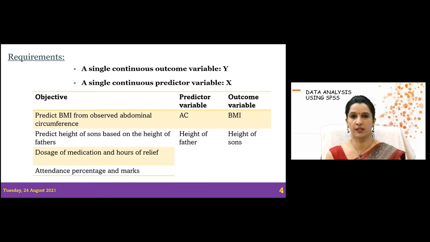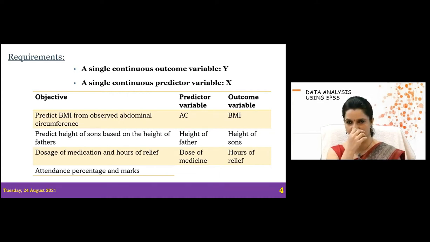And the fourth one is the attendance percentage and marks. So what is the predictor variable in this case? So percentage marks is predictor, yes. So Neeraj just did P and O. That is also a good way. So you can write P for predictor and O for outcome. So predictor is attendance and the outcome is the marks.